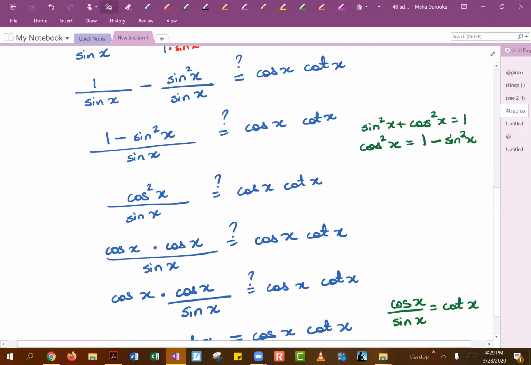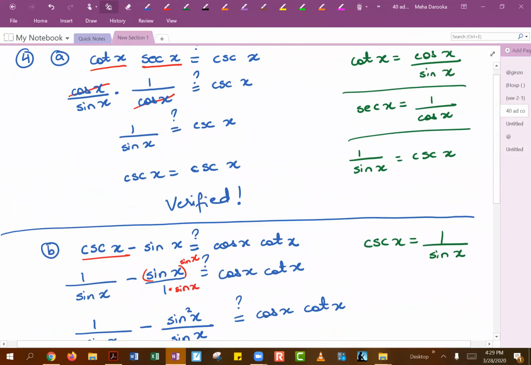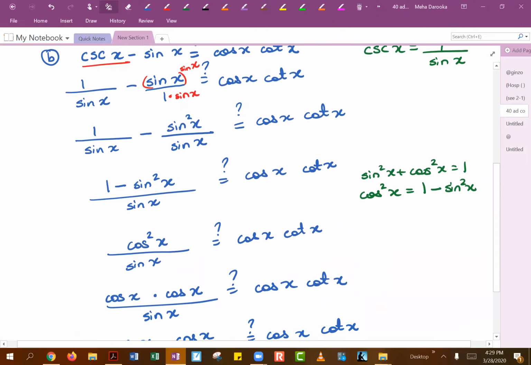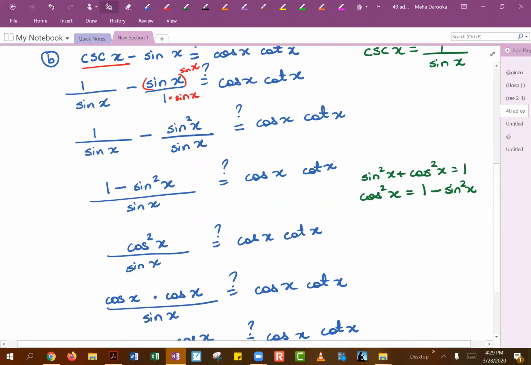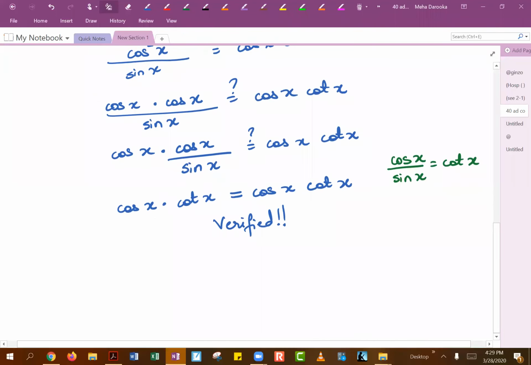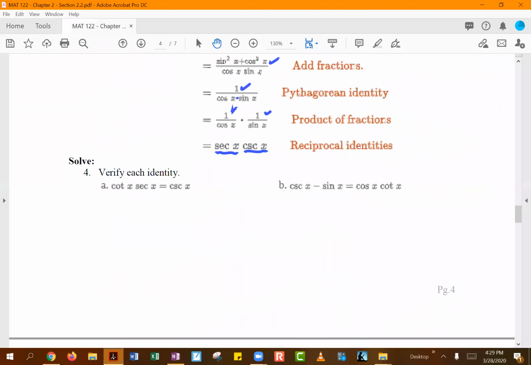There you go. And again, I may be using a lot more steps than what you want to. You don't have to break it down as much as I am, but this was just to show you step by step how you can show the verification process and show that the left-hand side will in fact equal the right-hand side. And again, you can see we have verified that this identity is true, and you are done here with part 4b.